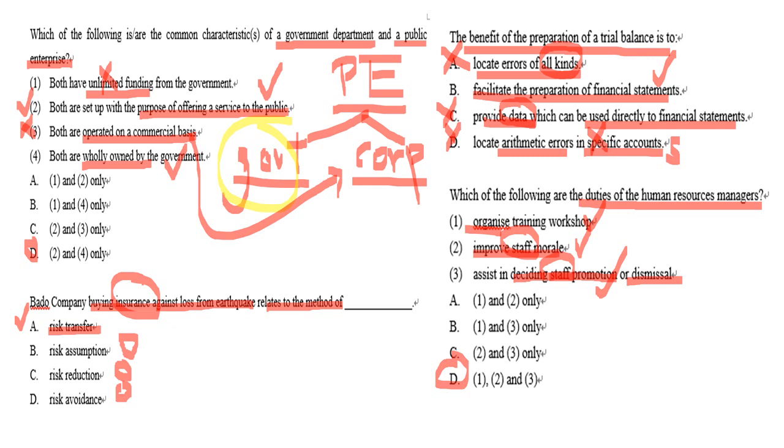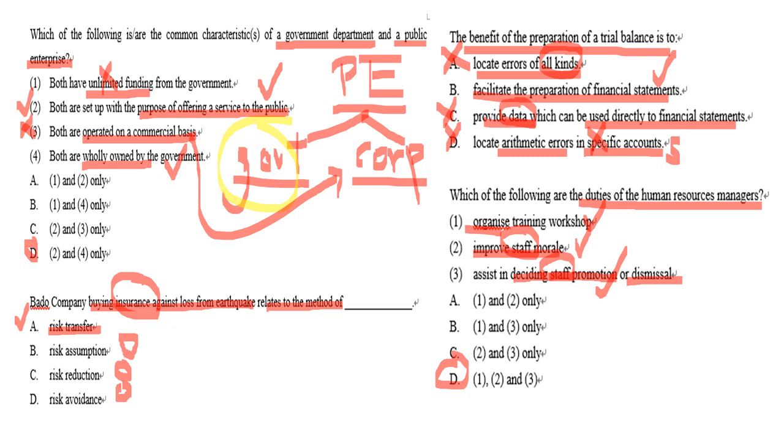2, both are set up with the purpose of offering service to the public. This is correct. That's the aim of public enterprises. Number 3, both are operated on a commercial basis. This is wrong because only public corporations are run on a commercial basis. Government departments such as the Fire Services Department and Transport Department are not. Number 4, both are wholly owned by the government. This is correct. So the answer is 2 and 4.